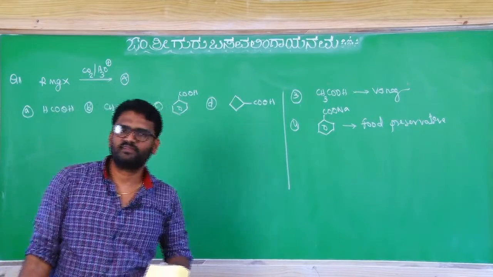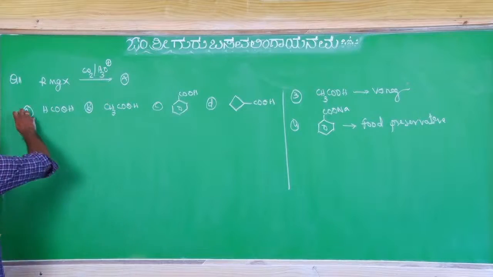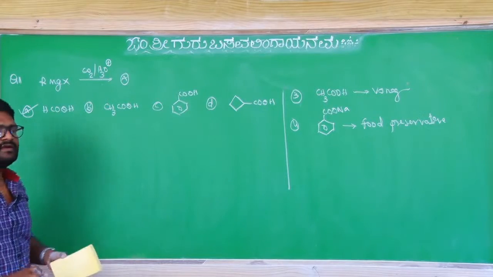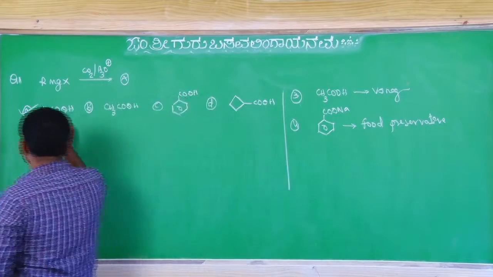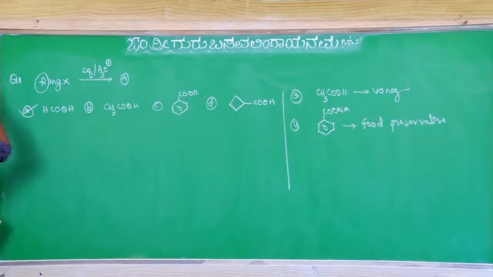The answer is the first one, formic acid. You cannot prepare formic acid from a Grignard reagent followed by carbon dioxide. Why? Because in the Grignard reagent you need at least a one-carbon compound, at least methyl you have to take.